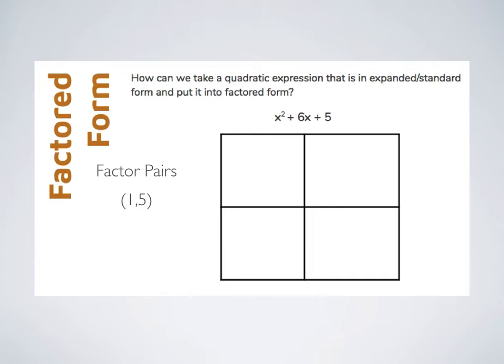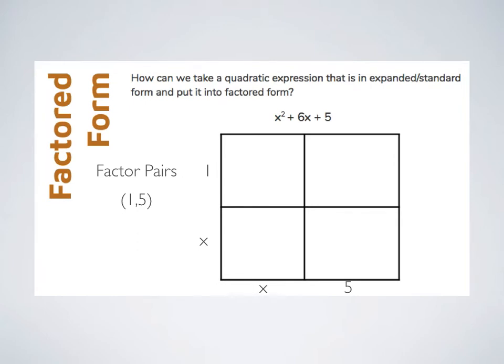So if I'm going to set up my area model, the first thing that I want to do is put my two x's in there, right? Now, I need my other two spaces on the outside filled, the one above the x on the left and the one to the right of the x on the bottom. And I know in order to make 5, my only options are 1 and 5, right? So I'm going to put a 5 and a 1.